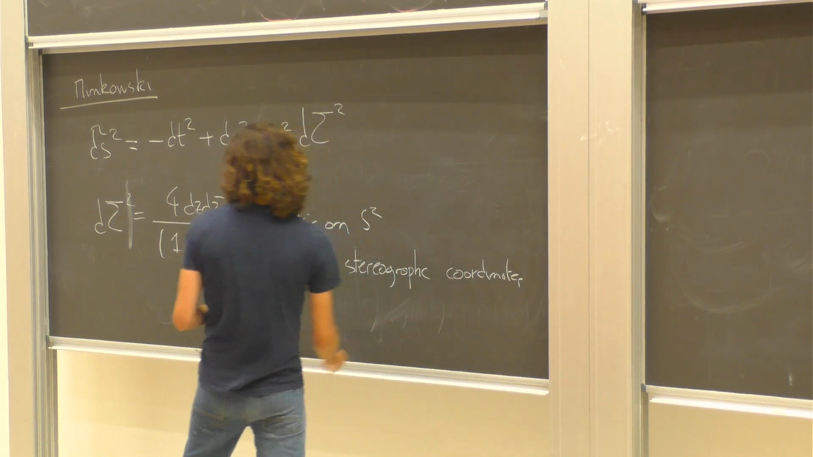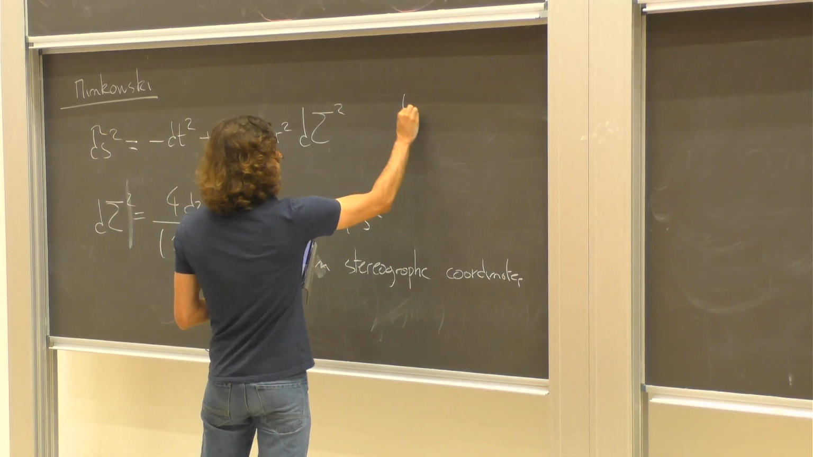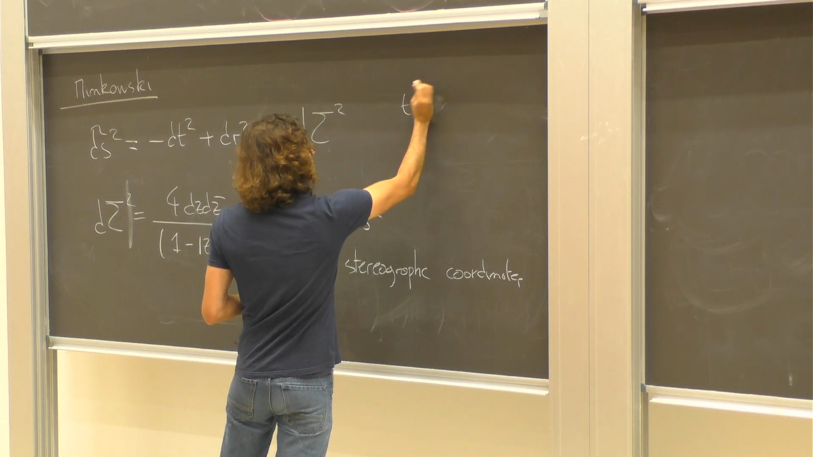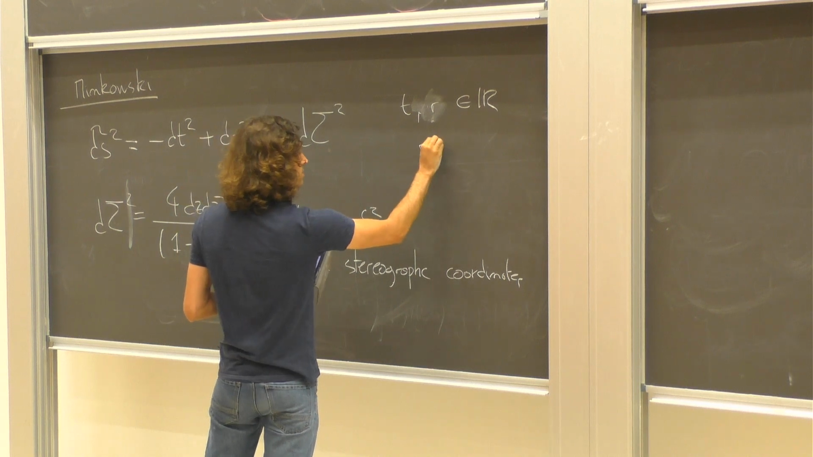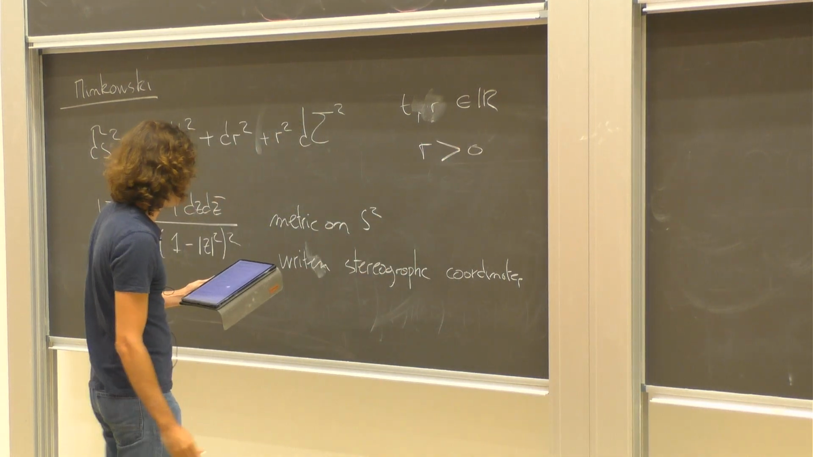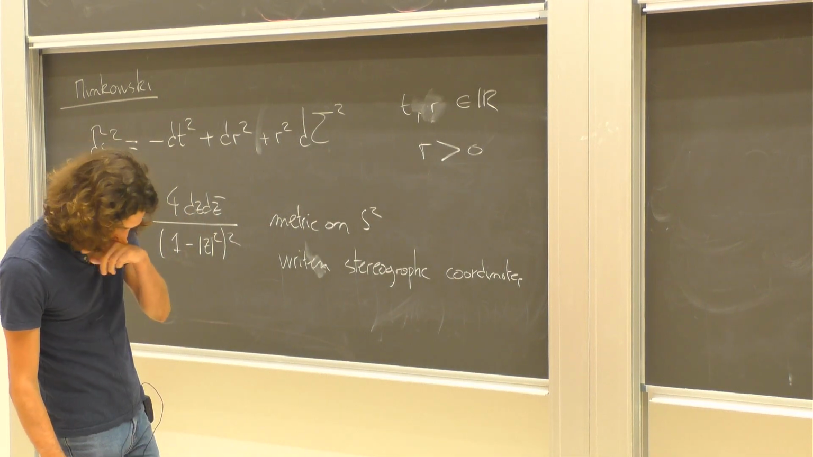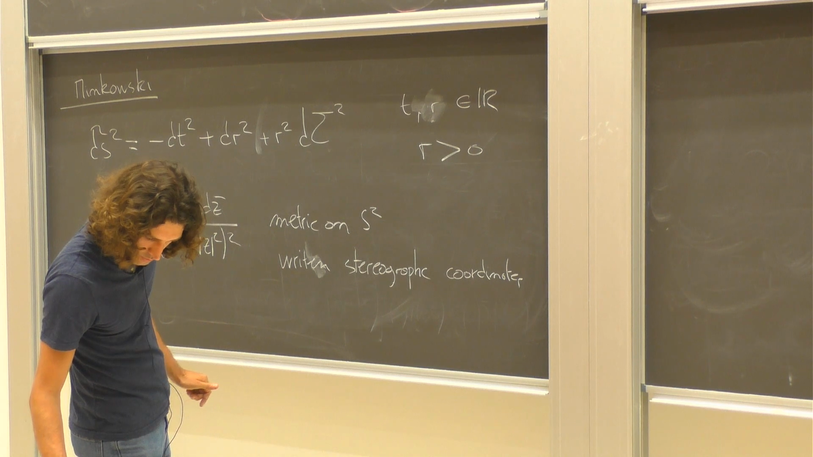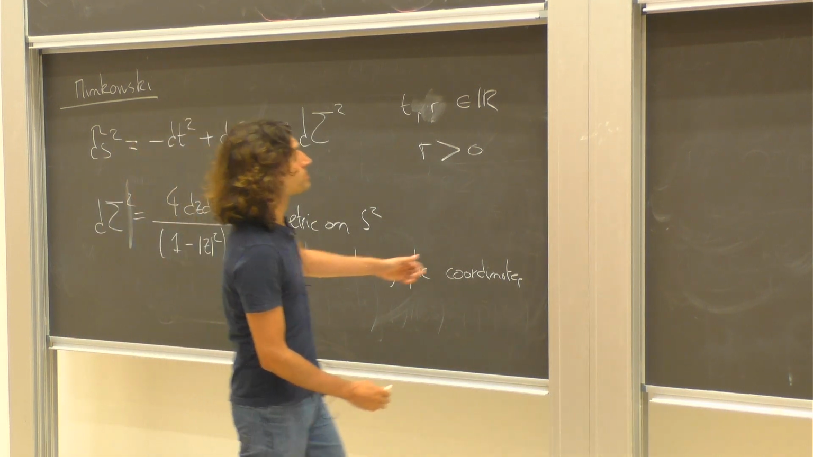And of course, it's important to keep in mind which is the set. So t and little r are real numbers, but r has to be strictly bigger than 0. There is some sort of coordinate singularity happening at r equals 0 in this coordinate system. Okay, so then we change coordinates.